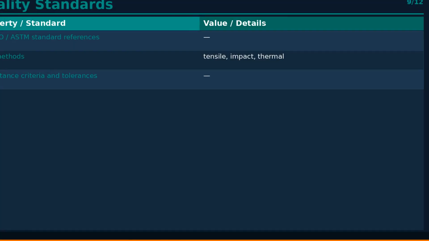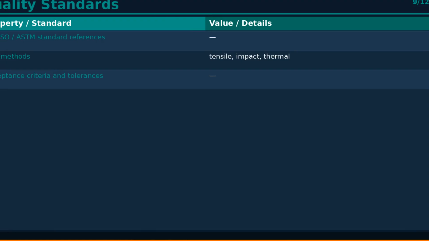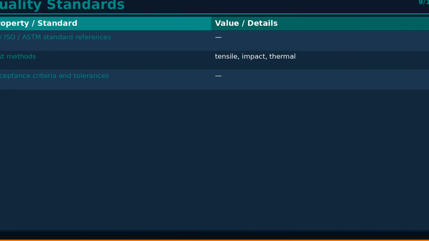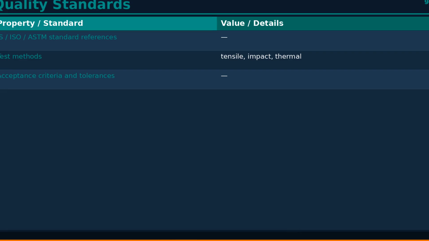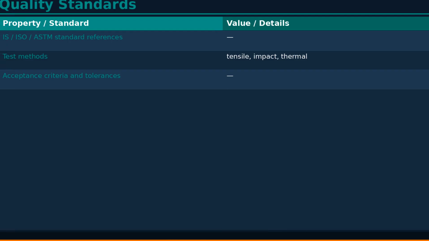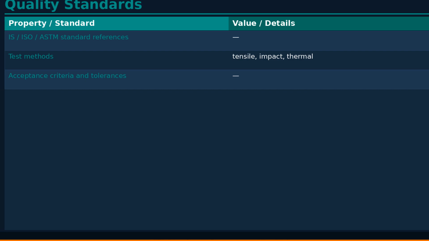Quality standards for tensile testing of plastics on UTM machine are defined by ISO and ASTM specifications. Testing methods cover tensile strength, impact resistance, and thermal performance. Acceptance criteria set the minimum performance thresholds for commercial products.